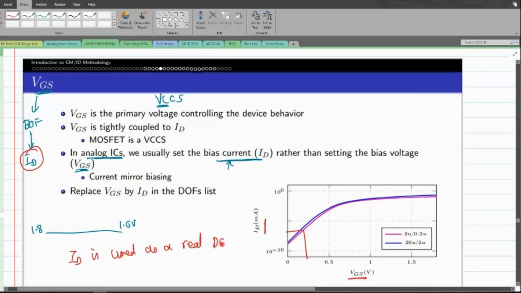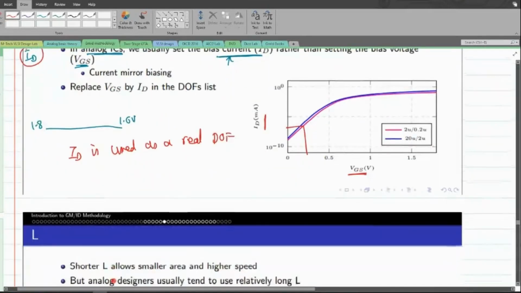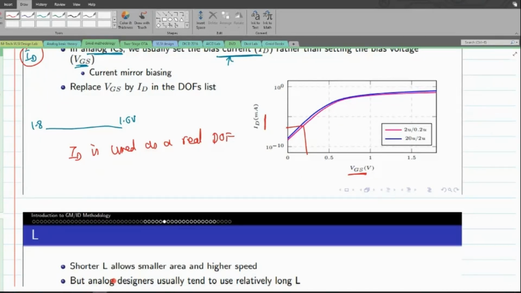A real degree of freedom rather than using our VGS. Okay, so now let us look at the two remaining dimension parameters and see how they impact the MOSFET behavior, so that we can derive its usability as a degree of freedom by the designer.